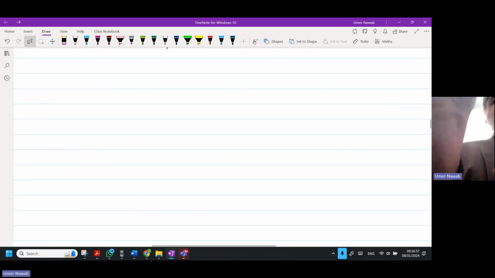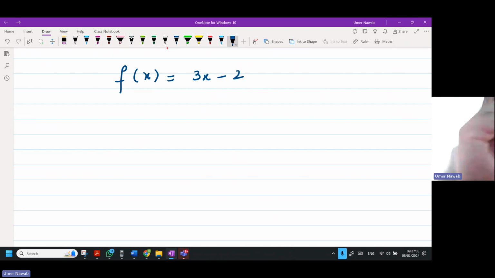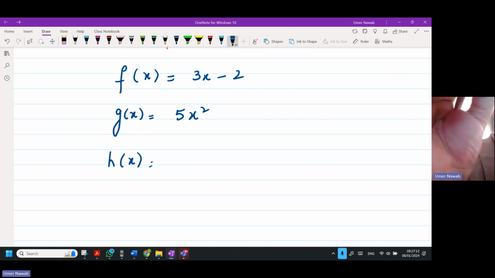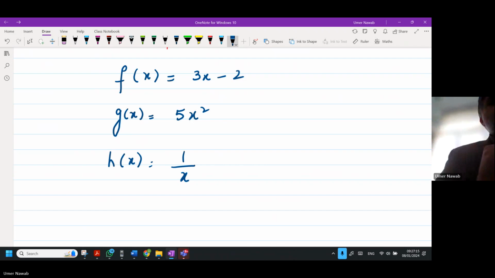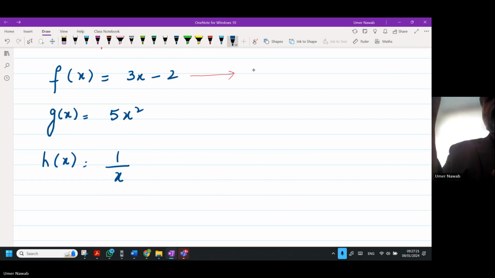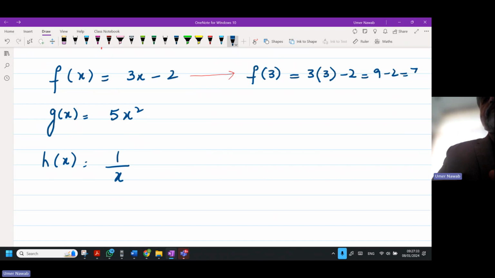So let's write a few functions. f of x is equal to 3x minus 2. I can write another function, g of x is equal to 5x squared. I can write the h of x function as 1 over x. And when I want to find f of 3, then my output will be 3 times 3 minus 2. The answer is 9 minus 2, which is equal to 7. 7 is my output when my input is 3.